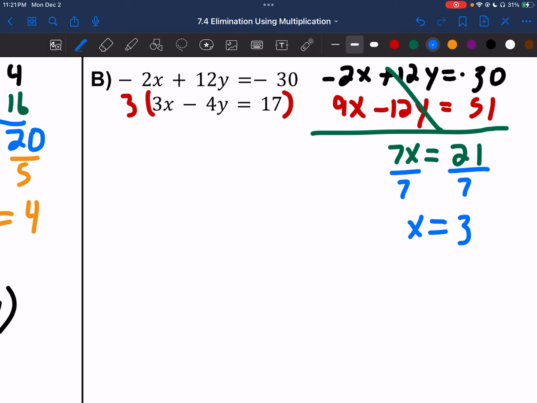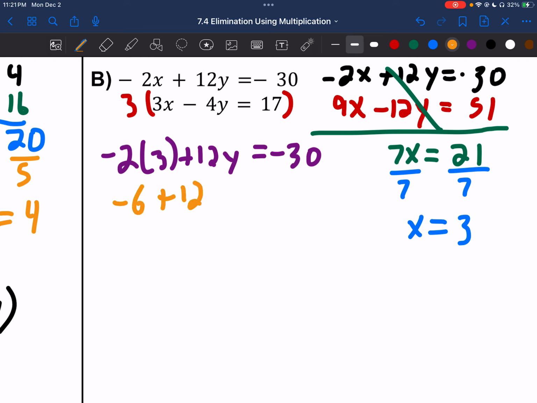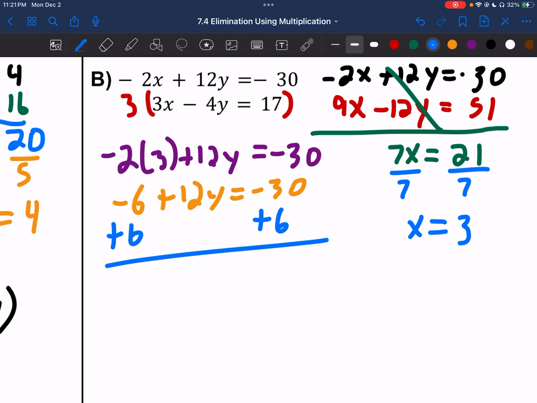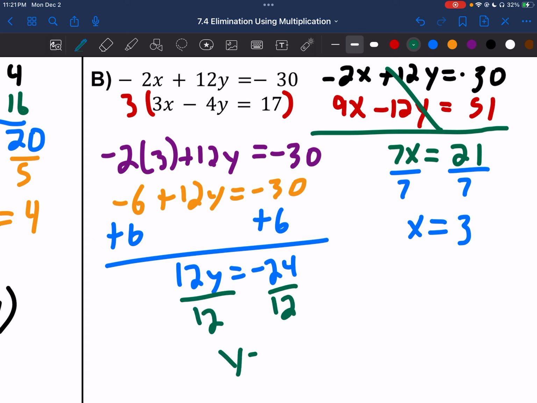Now I'm going to use the top equation as my check. So I'm going to take negative 2 times 3 plus 12y equals negative 30. My first step is to do that multiplication. Negative 6 plus 12y equals negative 30. We are going to add 6 to both sides. We get 12y equals negative 24. Divide by 12. Y is equal to negative 2. So my ordered pair is going to be 3, negative 2.